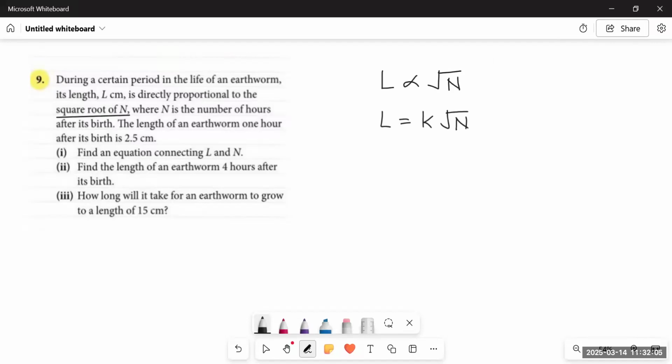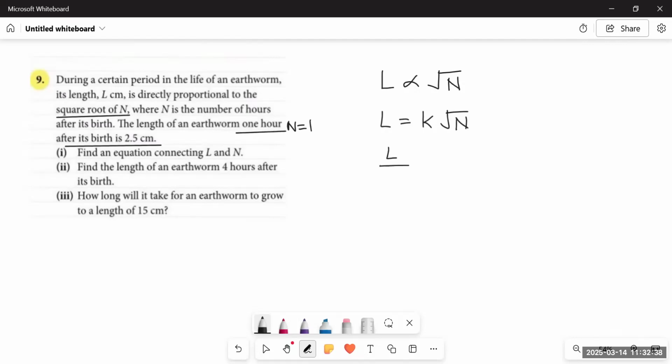So they're saying that the more the number of hours, the more its length would be. That is, as it will grow, its length will also increase. The length of an earthworm 1 hour after its birth is 2.5 centimeters. So they are providing us with N is equal to 1 and its length is equal to 2.5 centimeters. So first we have to find out the equation connecting L and N. For this, we have to find out the value of K.